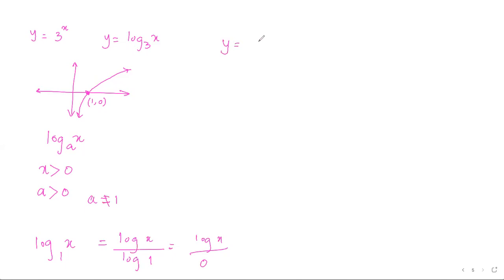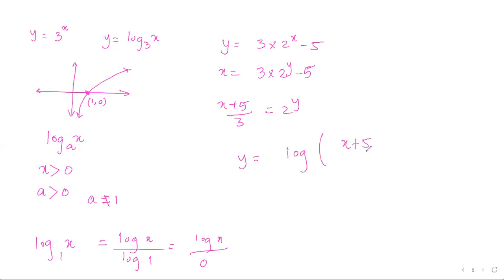So I'm just going to take the same graph, 3 times 2 to the power x, let's say minus 5. And I want to first find out the inverse of this graph. If I'm sketching the inverse, it will be x equals 3 times 2 to the power y minus 5. So firstly, I'm finding the function. x plus 5 upon 3 equals 2 to the power y. So y equals log of (x plus 5) upon 3, to the base 2.